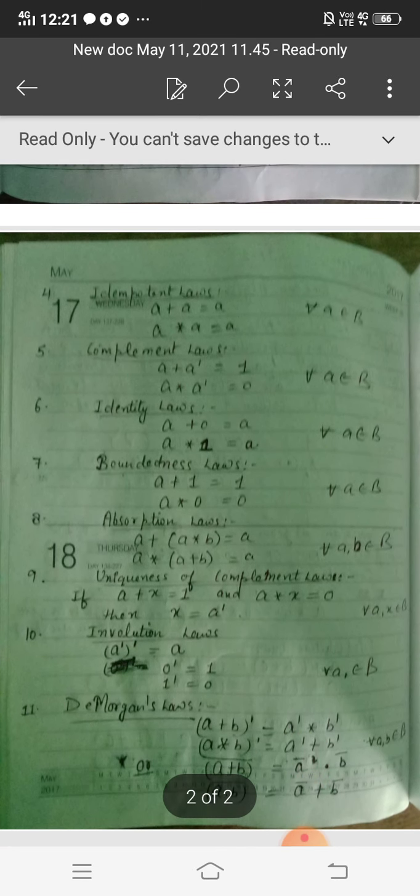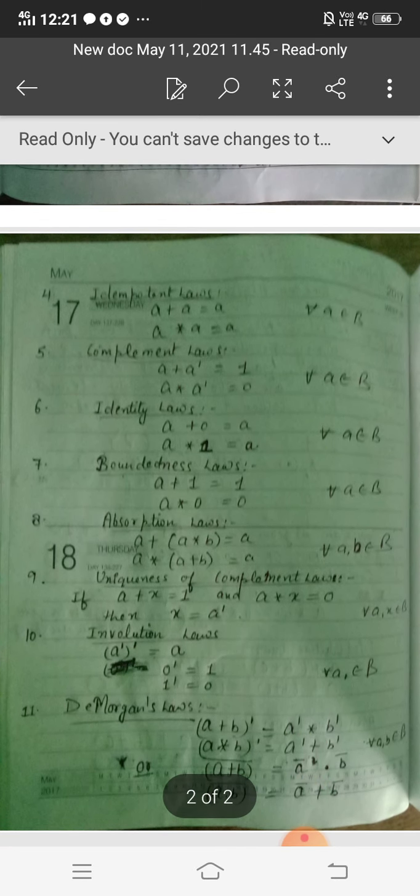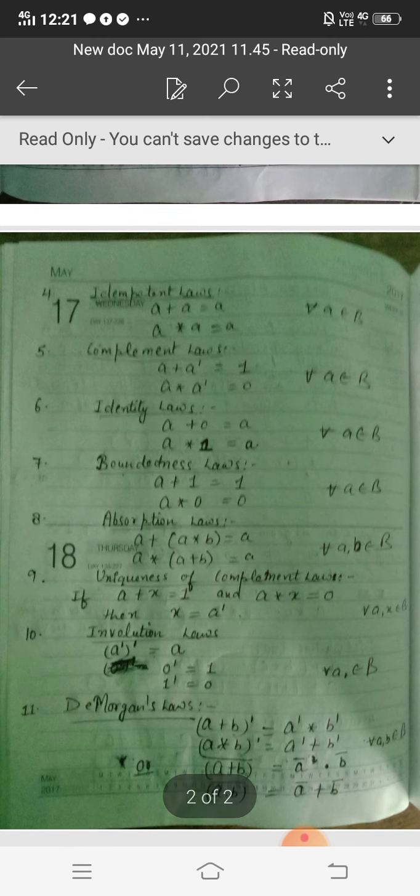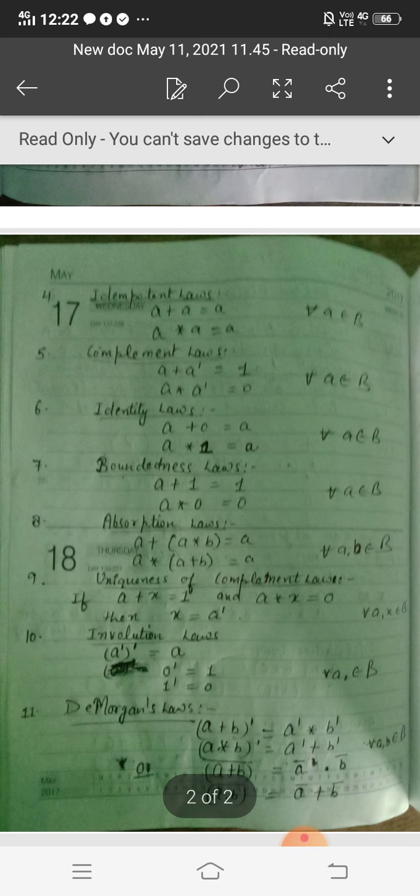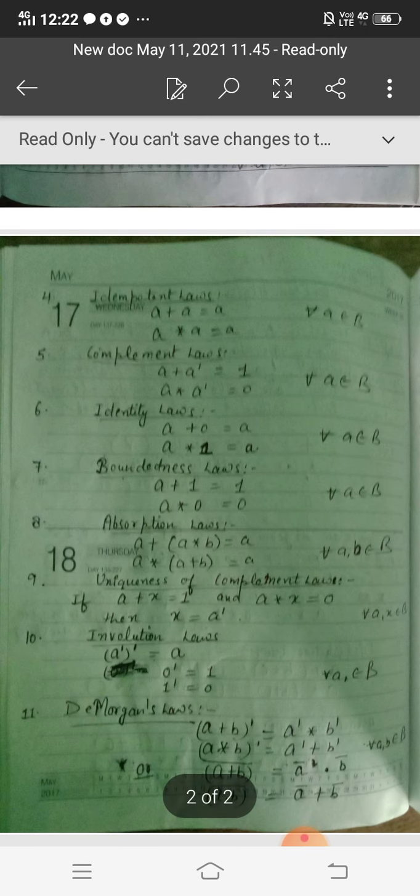Idempotent law. Just learn: idempotent means identical, same. a plus a is equal to a cross a is equal to a. Similarly, b plus b is equal to b cross b is equal to b, which means the same symbol or same alphabet will be the answer, for all a belongs to B.